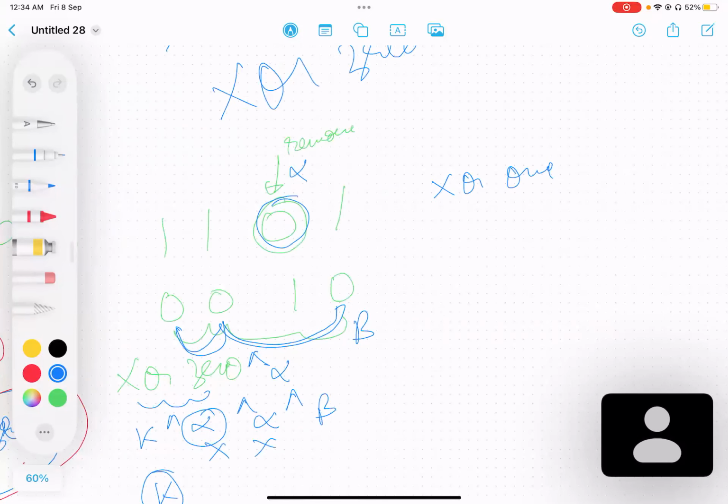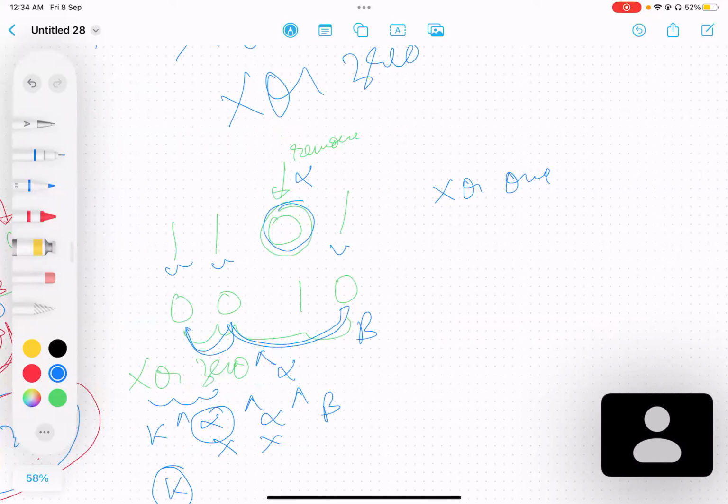initially it had the contribution of this one and this one, right? And you need to remove this contribution, right? And we know that its XOR is beta. So in order to remove, you will take XOR with beta. And now you want to add this contribution. So in order to get it, you will take it with XOR.